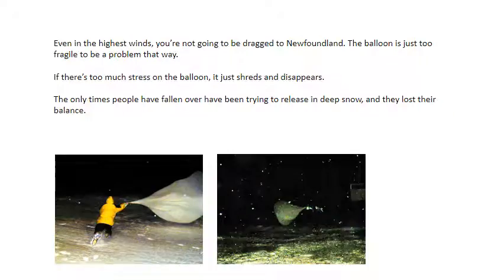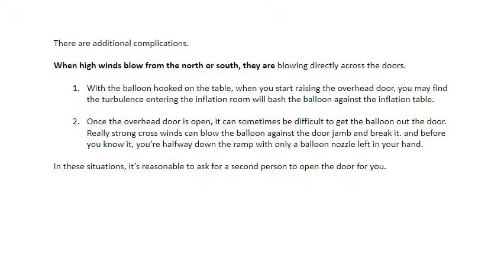Even in the highest winds, you're not going to be dragged to Newfoundland. The balloon is just too fragile to be a problem that way. If there's too much stress on the balloon, it just shreds and disappears. The only times people have fallen over have been trying to release in deep snow and they lost their balance.